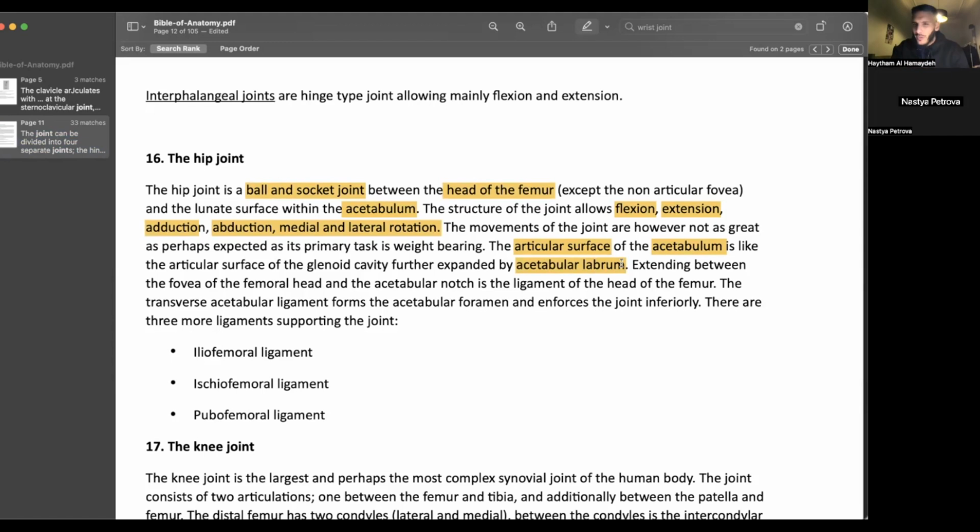And I will show you everything now. Extending between the fovea of the femur head and the acetabular notch is a ligament of the head of femur. There is a ligament called ligament of head of femur that pokes through the fovea of the femur's head. There's a hole in the femur head where a ligament pokes through, and this ligament comes from the acetabular notch.